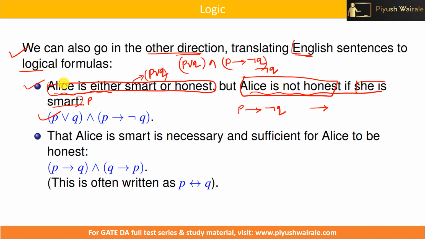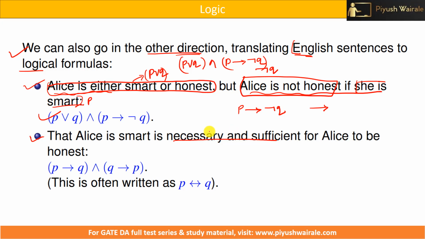So you need to break down the English sentences with respect to your given propositions, that is P, Q or R in any case, and then based on that you need to formulate the expression. Let us look at one more example: Alice is smart is necessary and sufficient for Alice to be honest.